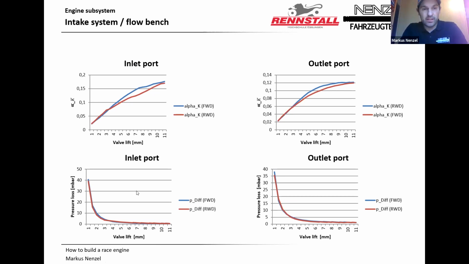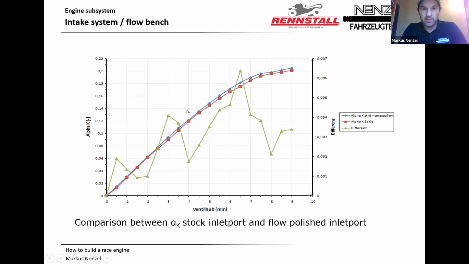At the end of the day, you see there, the blue one is an optimized intake runner with a new surface and with some polishing and grinding. The red one is the stock one. And the green is the benefit in your flow coefficient. This benefit, these values, you can put in a simulation as a next step, and then you have the overall influence.